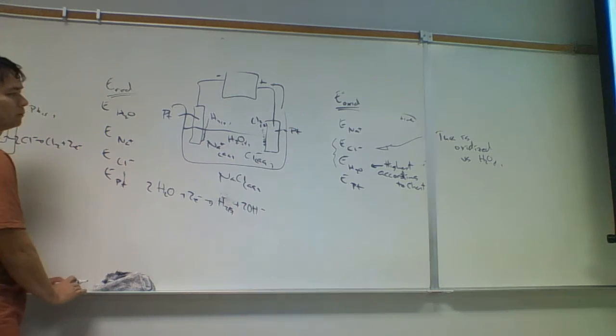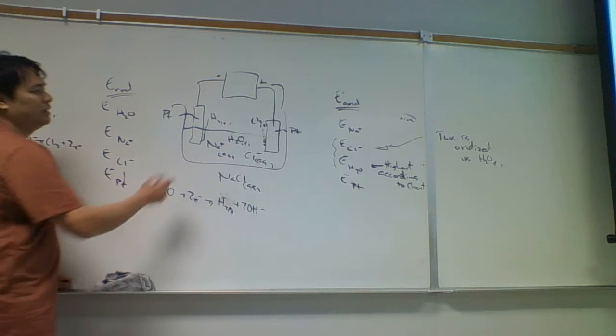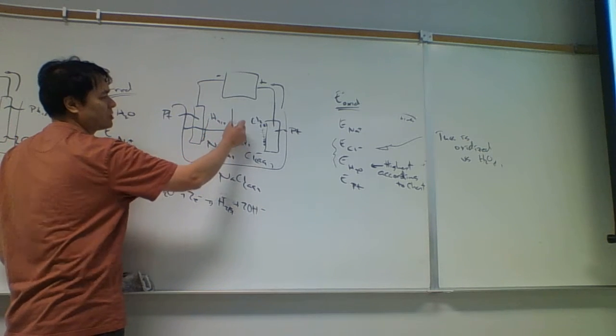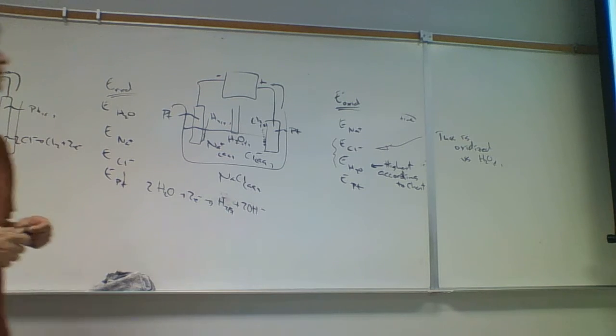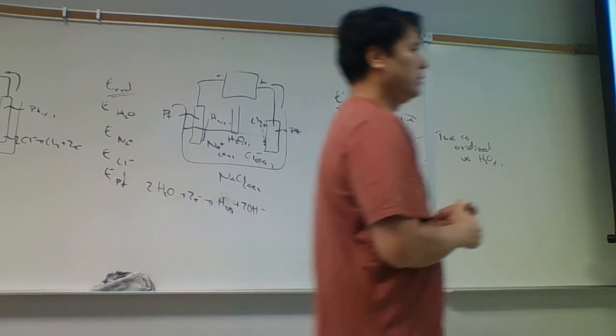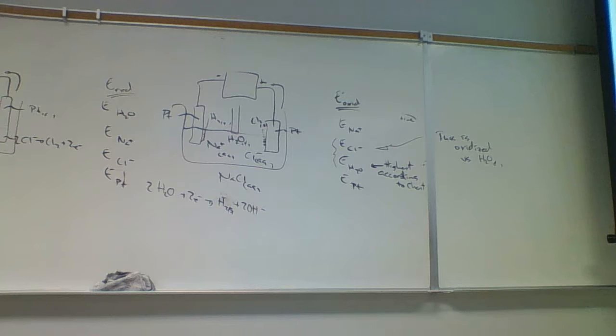And so we need some kind of barrier here, because if hydrogen gas and chlorine gas came into contact, you'd have an explosion. So we need some kind of physical barrier to separate the two gases so that they don't react with one another.